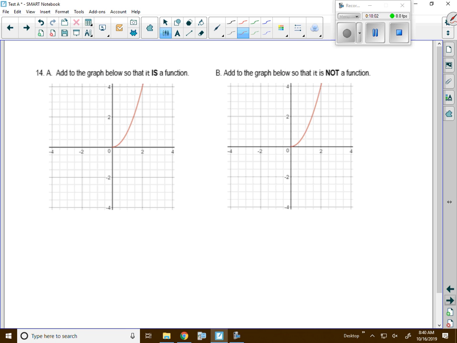Alright, and then for the graphs. These look pretty good. Okay, if it is a function, you want it to pass the vertical line test. That would be a valid answer. If it's not a function, you want it to fail the vertical line test. Okay, what questions do you have for me?